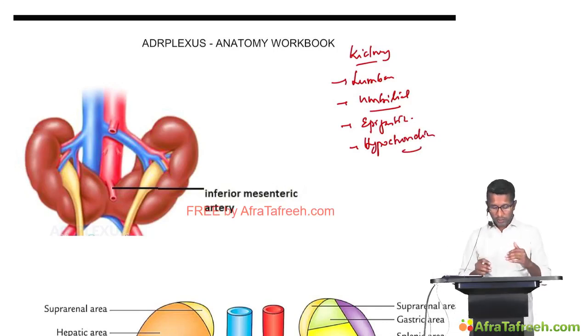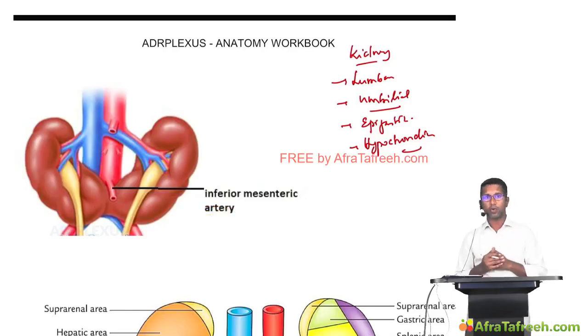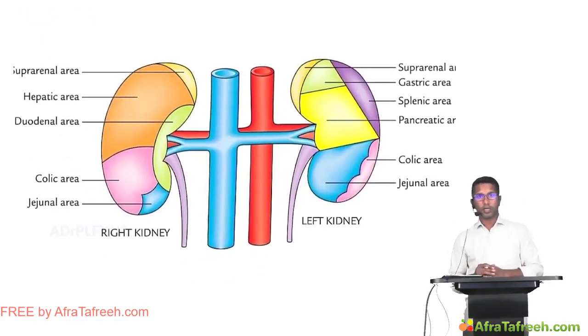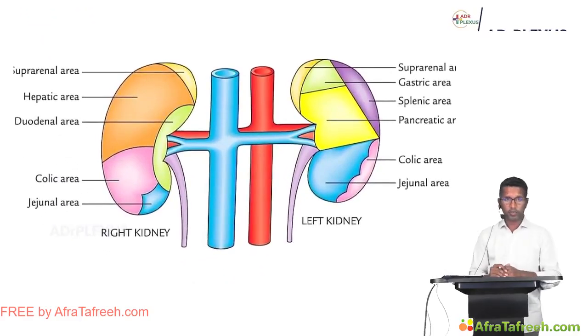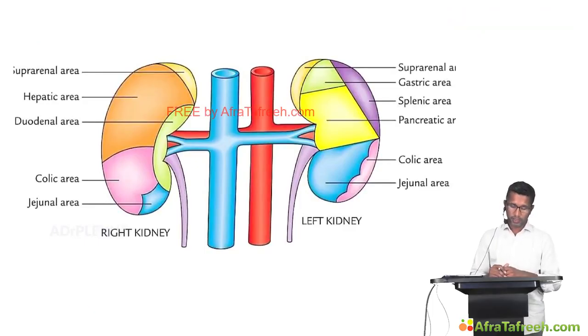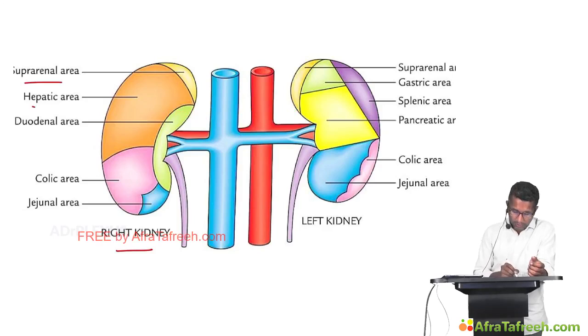And when you see the two kidneys, the right kidney is at a lower level compared to the left kidney because of the huge organ on the right side, that is the liver. The kidney has a lot of relationships around it. These are the anterior relationships of the kidney. The right kidney is related to the suprarenal gland and to the liver.